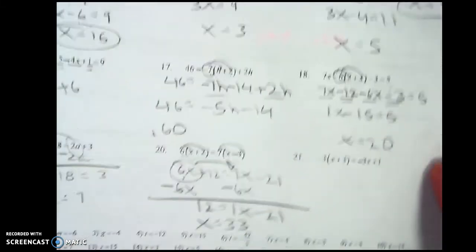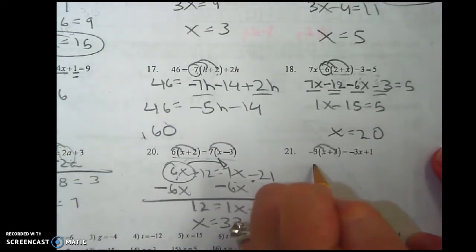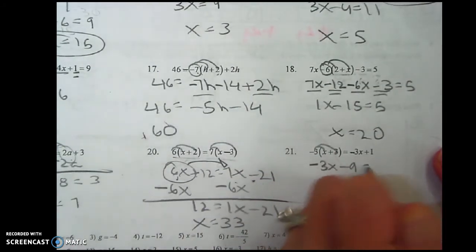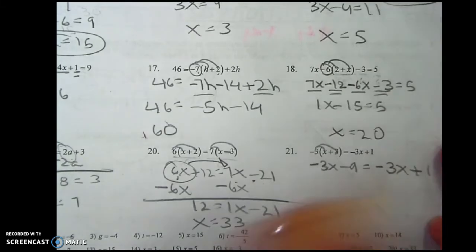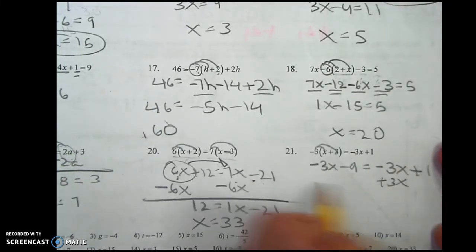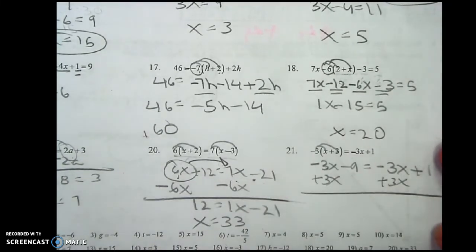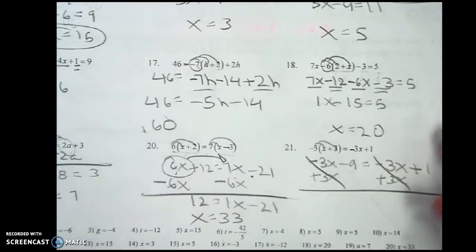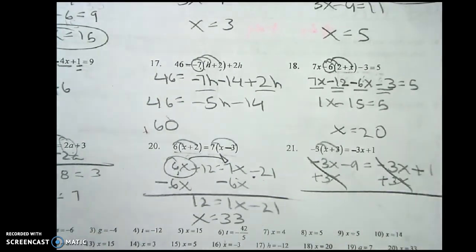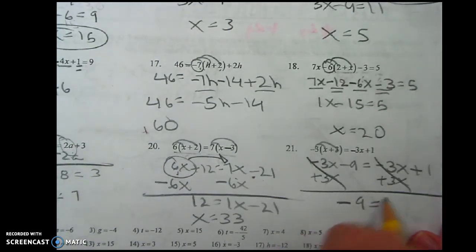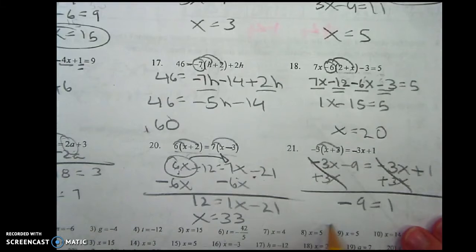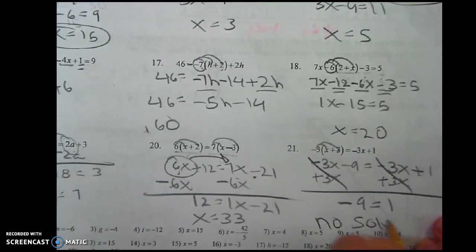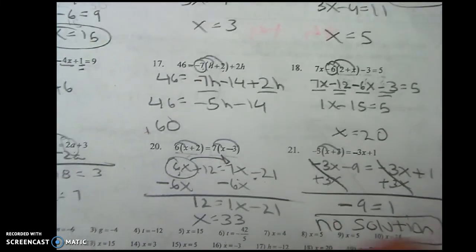Okay? Last one is a little bit different, so I want you to see. When I multiply this, I don't think that's the weird part. But the weird part is, if I add 3x, I don't even have any x's anymore, which means I can't find the value of x. So if I can't find it, there is not a solution.